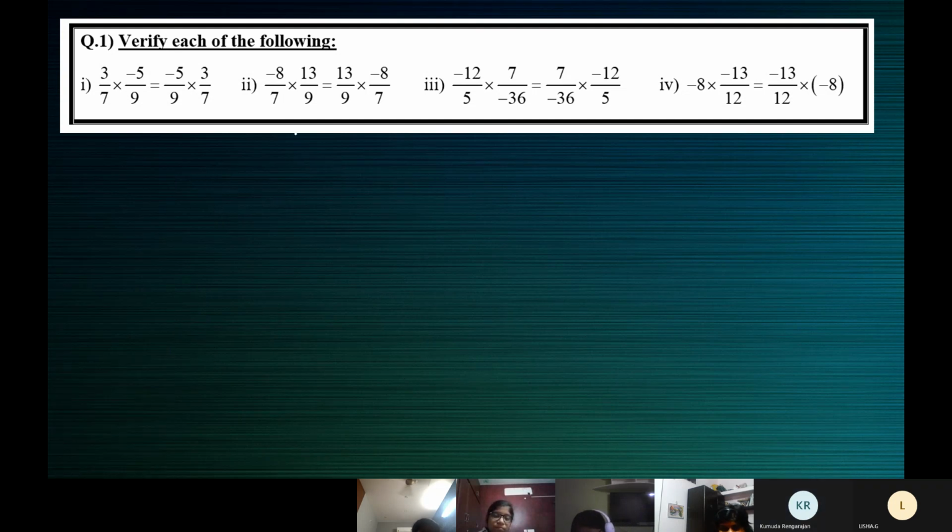Danya, what is the additive identity of rational numbers?